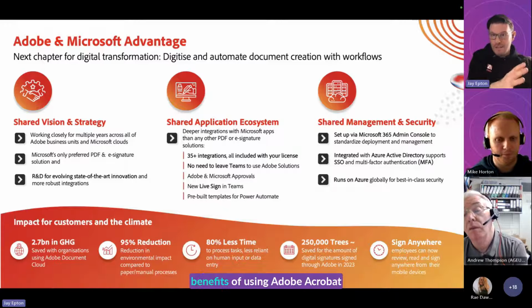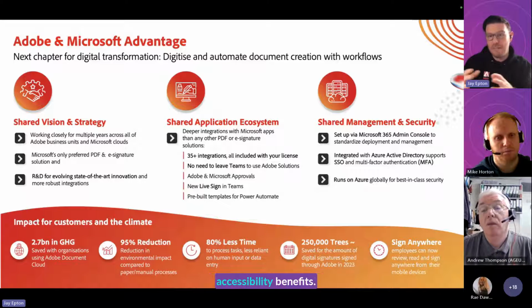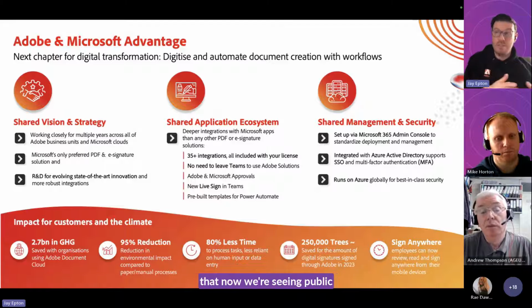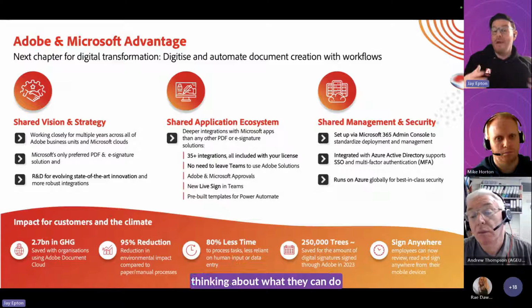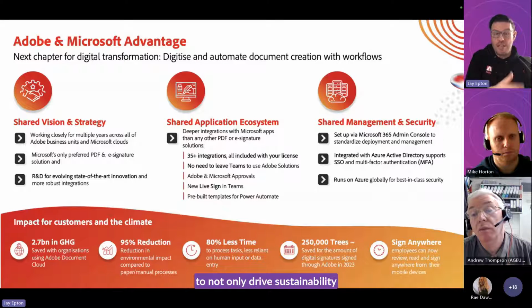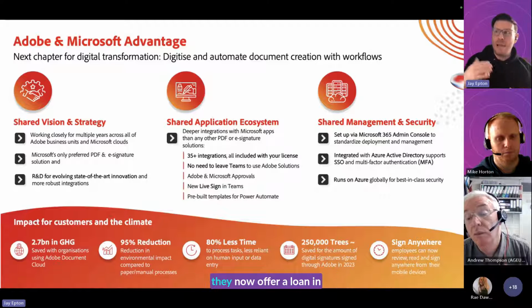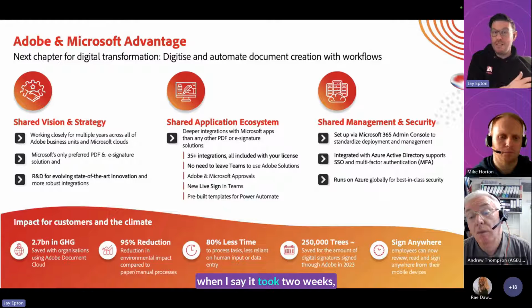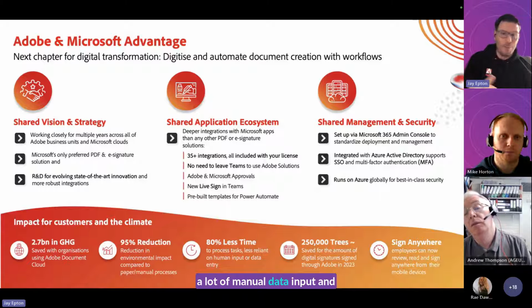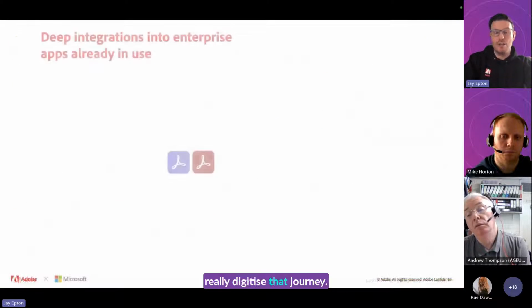And I suppose in summary, even if you couldn't think of the electronic and digitized benefits of using Adobe Acrobat and Adobe Sign, then think about your sustainable benefits and accessibility benefits. And those are some of the things that, now we're seeing public sector, financial, consumer finance organizations really thinking about what they can do to not only drive sustainability, but thinking about how they can be more efficient and perhaps even more competitive. I know TSB as an example, they now offer a loan in less than 20 minutes that used to take 2 weeks. And when I say it took 2 weeks, it involved a lot of lorries, a lot of manual data input, and now they're using Adobe Acrobat and Adobe Sign with Microsoft to really digitize that journey.